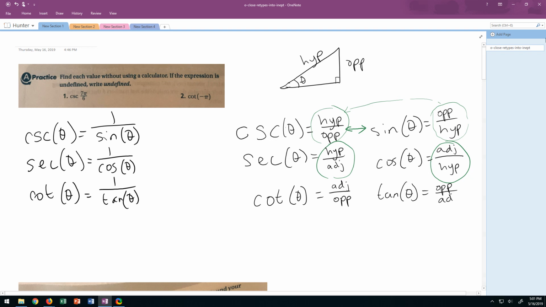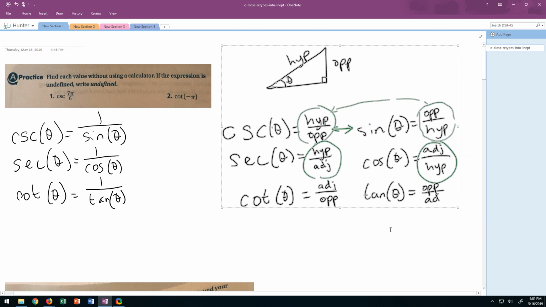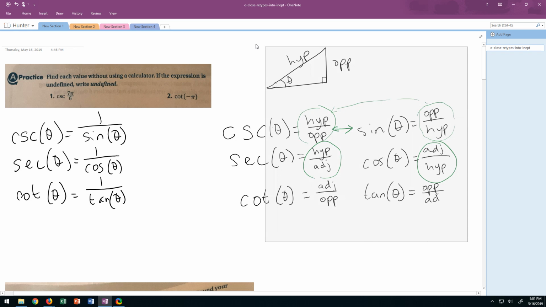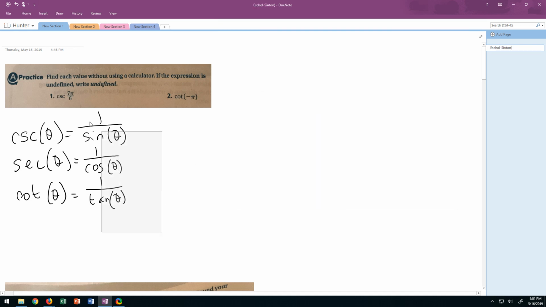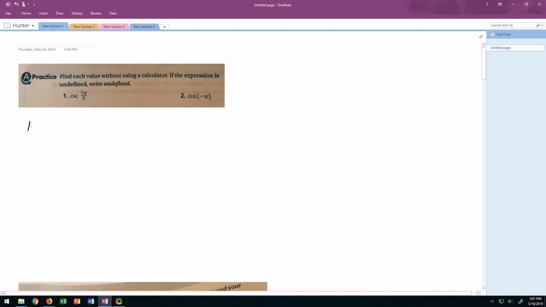All right, so let's attempt problem number 1. This ain't too bad. Let me just make some room here, delete all this junk. Maybe you want to take a look at it and pause the video and write that down. All right, so now that you've written that down, or I hope you have, now let's do this problem here. Problem number 1, the cosecant of 7 pi sixths radians. All right, this ain't too bad. Now we just have to remember what the heck is 7 pi sixths radians.